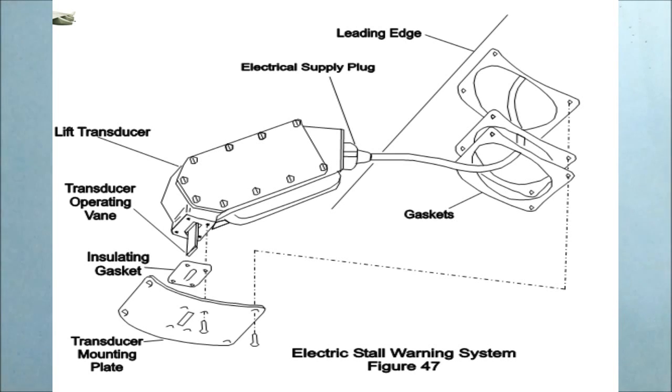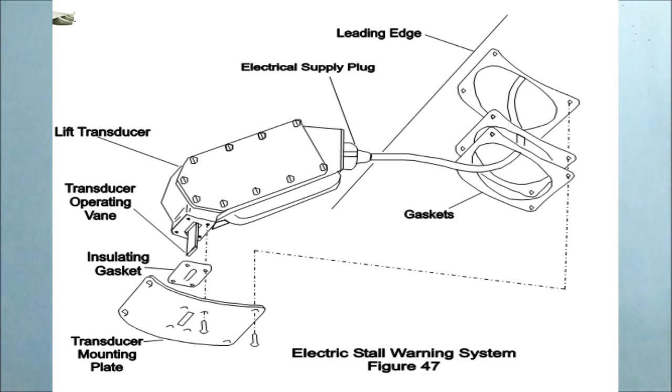For electrical, this is typical of a system fitted to larger aircraft. This is a simple system that employs a micro switch, which is a transducer, and a vane. The transducer is mounted in the wing leading edge such that the operating vane is at the stagnation point during normal flight. The system works as the aircraft angle of attack increases.